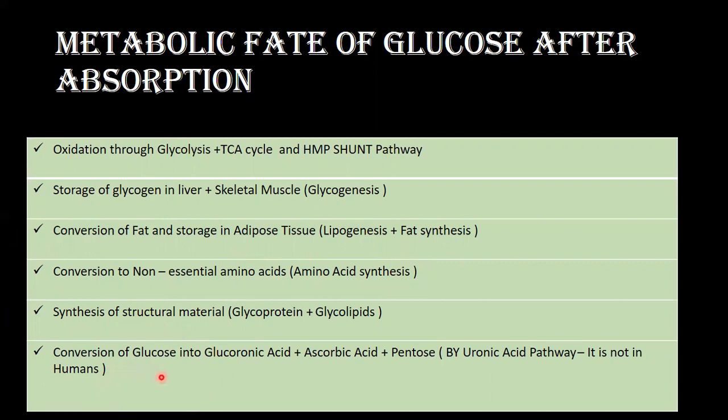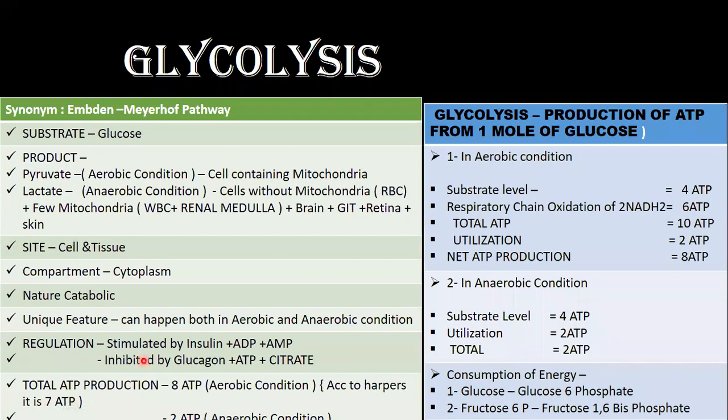Then we have conversion of glucose into glucuronic acid, ascorbic acid, and pentose by the uronic acid pathway. But make sure that the uronic acid pathway is not functional in humans due to the absence of one enzyme, which we will see when we talk about this pathway in brief. Then remember one more thing: the product of aerobic glycolysis, that is pyruvate, enters the mitochondria for further oxidation in the TCA cycle.